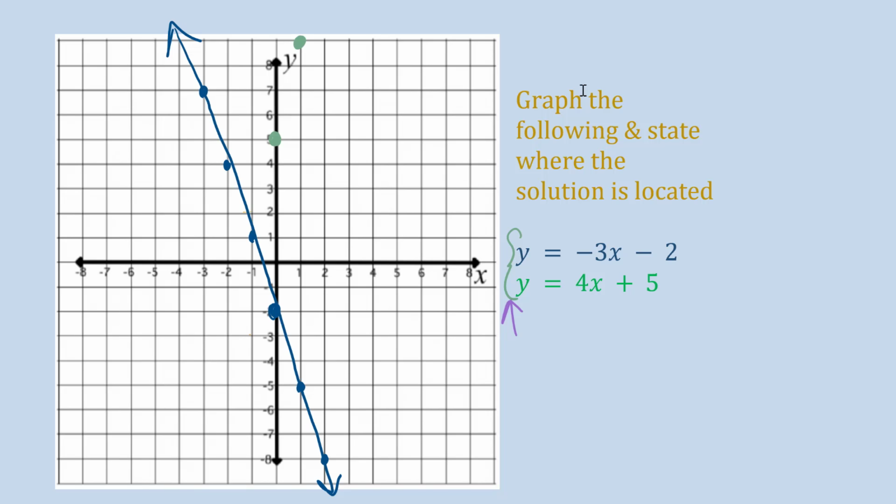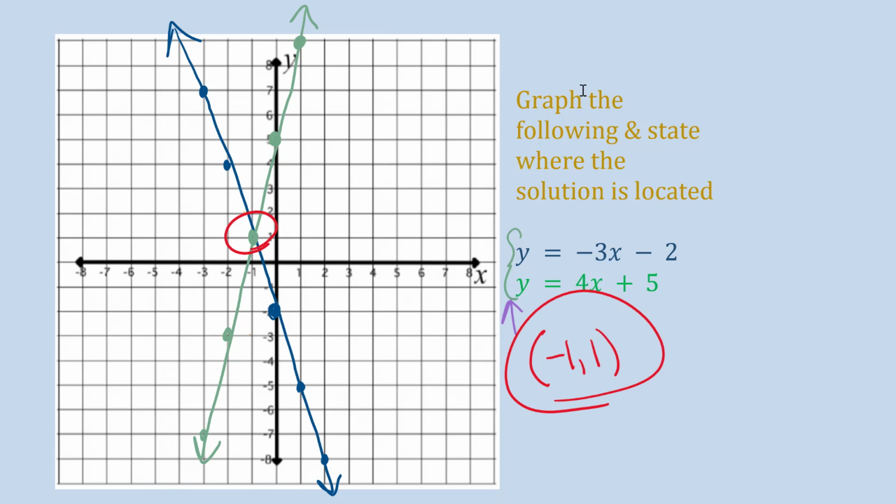And again, because I need to have my line going both ways as accurately as possible, I'm going to go down 4 and left 1 as well. And connect my dots. Now my solution is the point where both of my lines intersect each other, which happens to be right here. So my solution for this problem is going to be negative 1, 1.